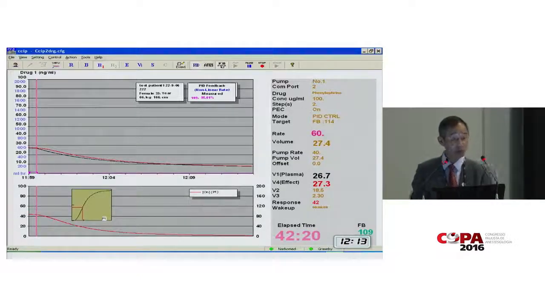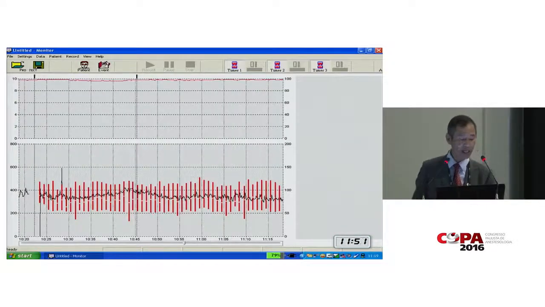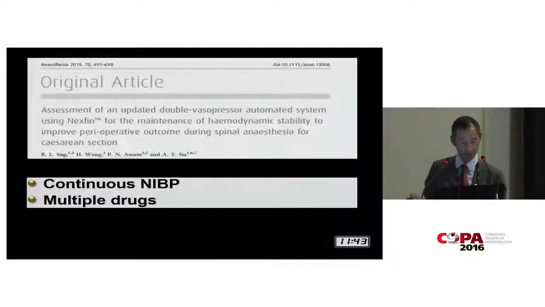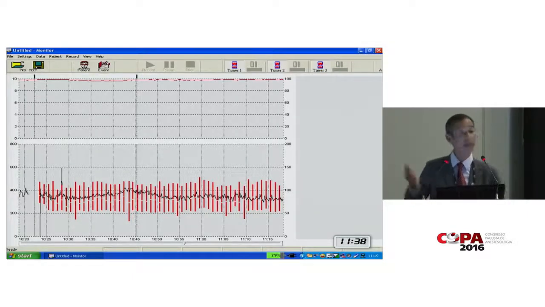Here is a screenshot from our computer program. You can see in this particular patient, our target was a systolic blood pressure of 114. The actual blood pressure was 109 systolic, and so the computer is running the infusion, in this case at 60 mL per hour, but this will vary after every blood pressure recording. In that particular patient, here is a screenshot of our monitoring program, and you can see the blood pressure control is not perfect, but it's not bad. But this is completely automatic without any interaction by me.